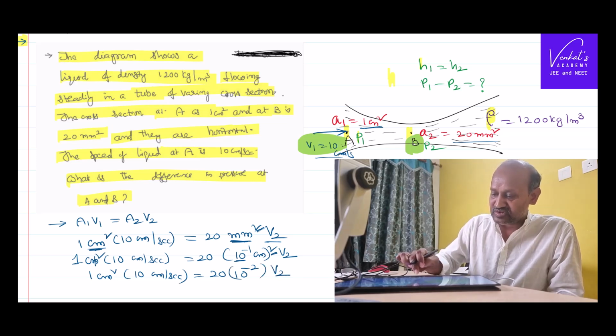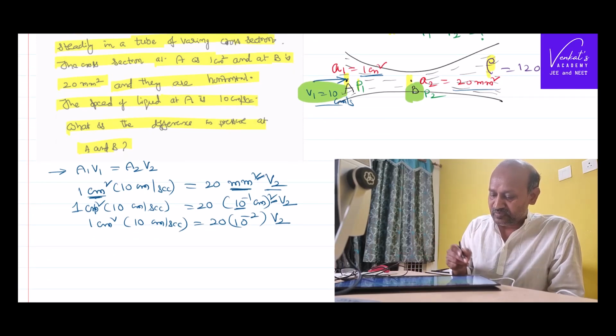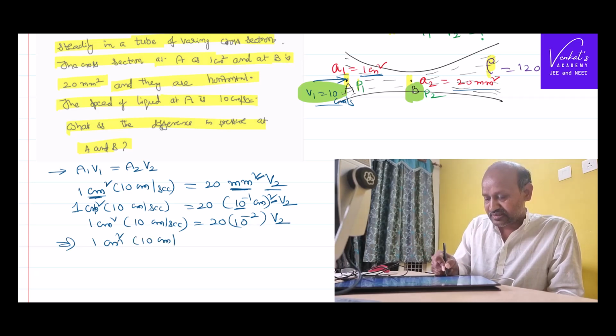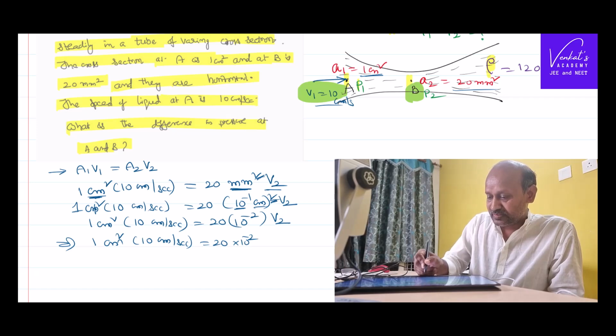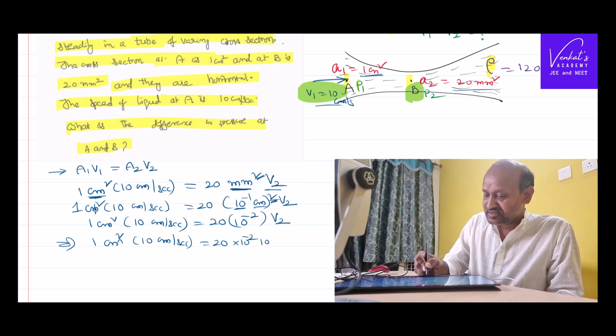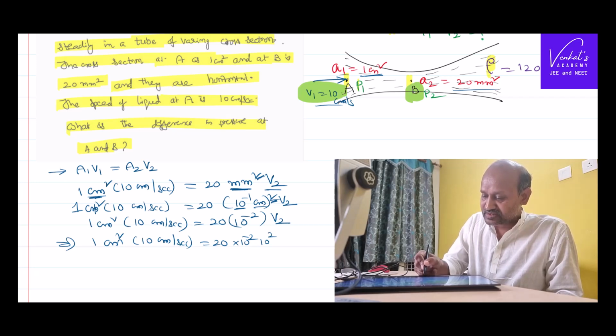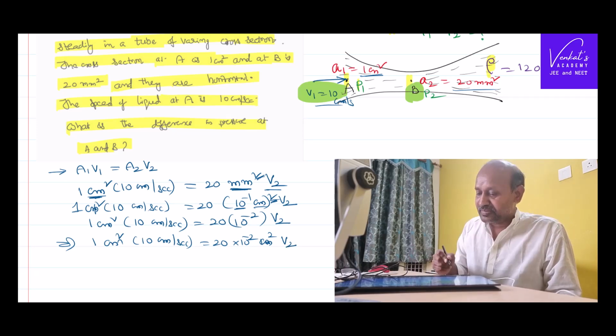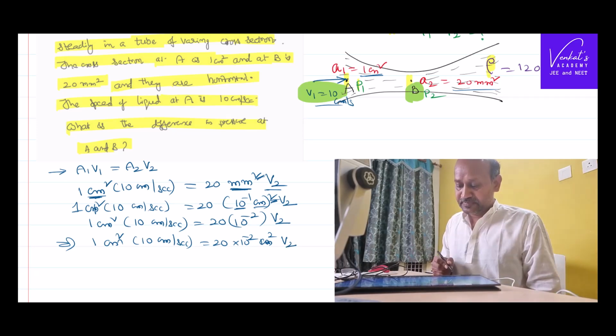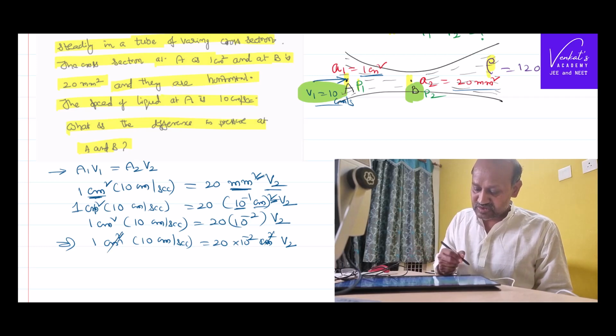Let's simplify. 1 centimeter square multiplied by 10 centimeter per second is 20 into 10 power minus 2 centimeter square, multiplied by V2. Centimeter power minus 2 is centimeter square itself, right? Okay, so centimeter square and centimeter square can be cancelled.